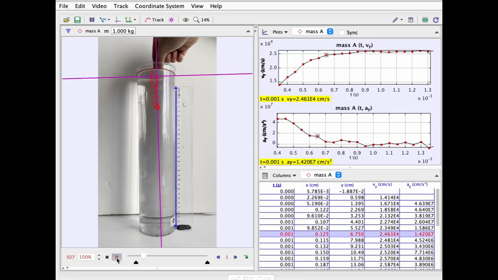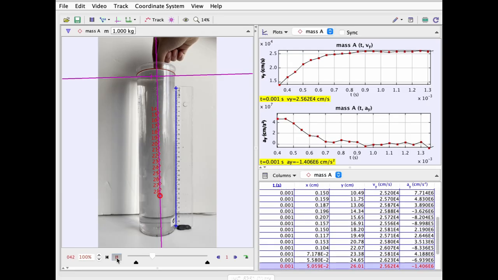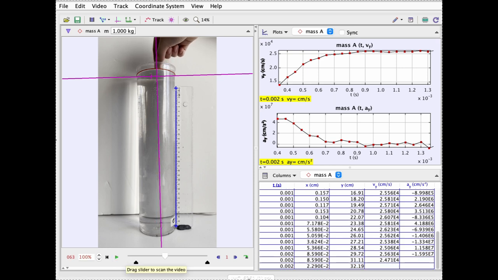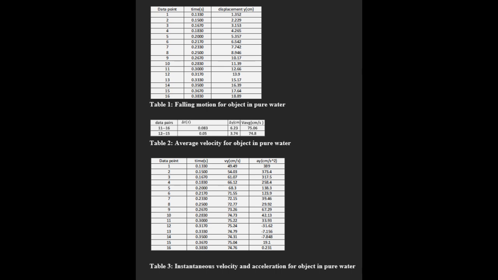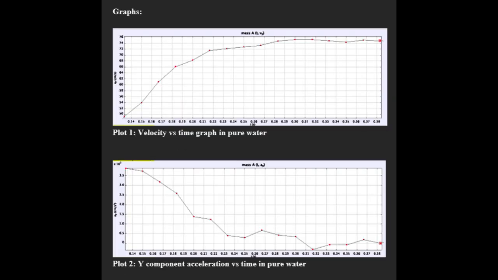After I recorded the videos, I sent the videos into a motion capture software and extracted the displacement, time, velocity, and acceleration data from the software. First, I transferred the data from the software and filled the tables: time versus displacement, time versus average velocity of the last 4 data points, and time versus velocity. Then I plotted the graph of time versus velocity and time versus acceleration.